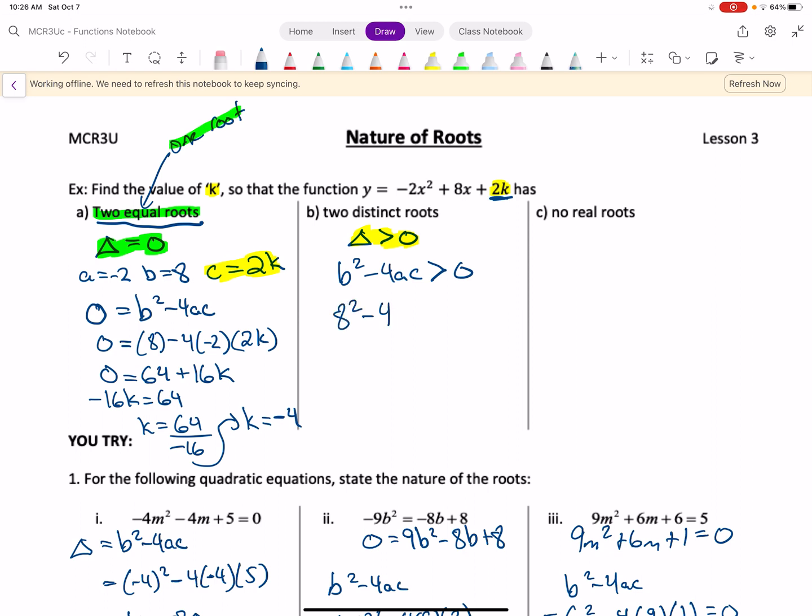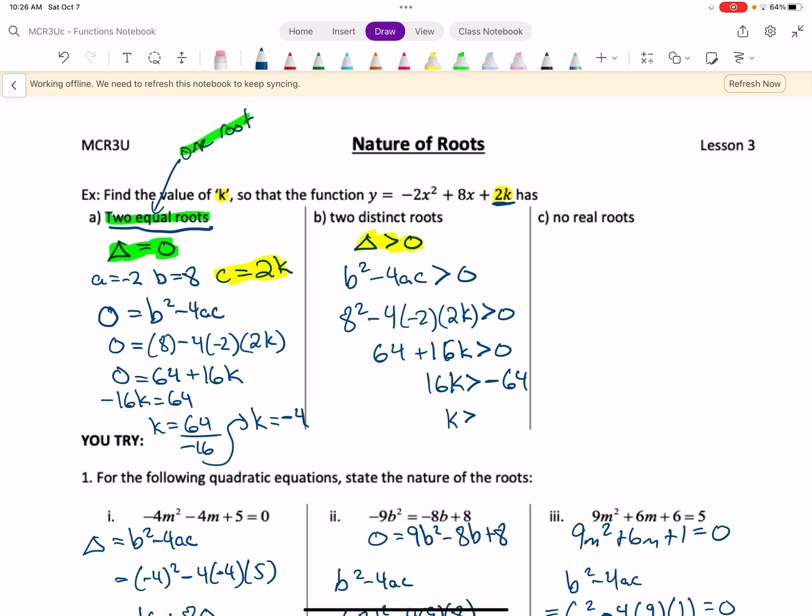Really, it's the same numbers as what we just had, and c is still 2k. So I already know the answers to these. This becomes 64 plus 16k, and I just moved the 64 over just like as if it was an equal sign. I end up with k greater than, after I divide by 16, negative 4. It means that any number that is greater than negative 4, so imagine negative 3, negative 2, 0, 20, 200, any number greater than that is going to produce a parabola that is going to have two roots or two solutions.